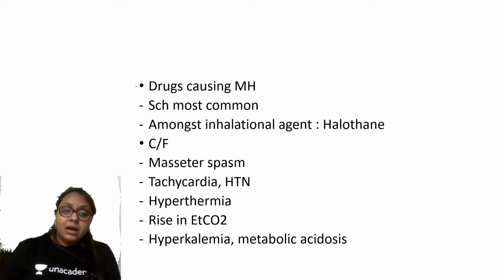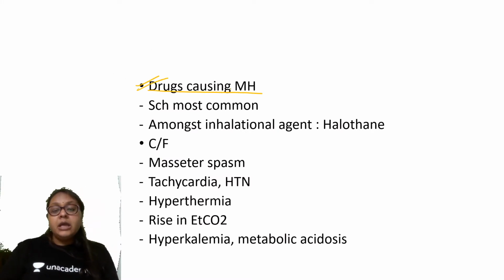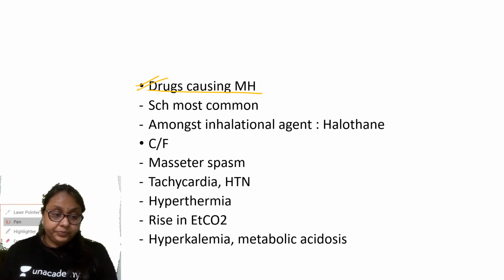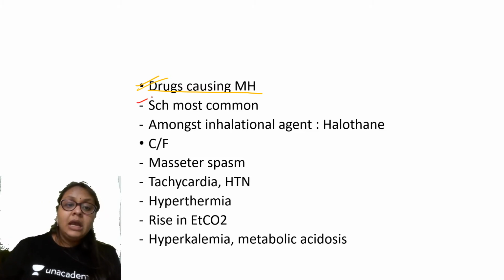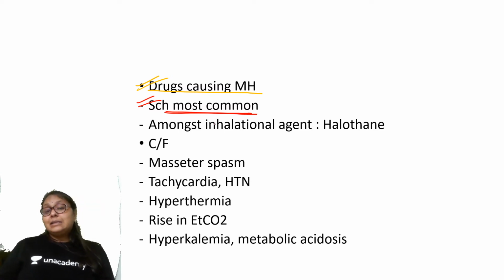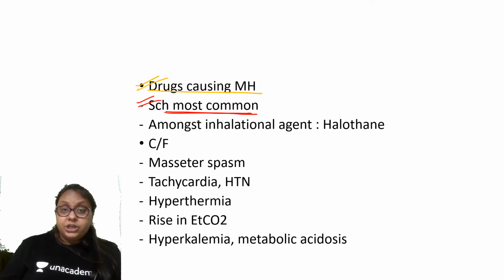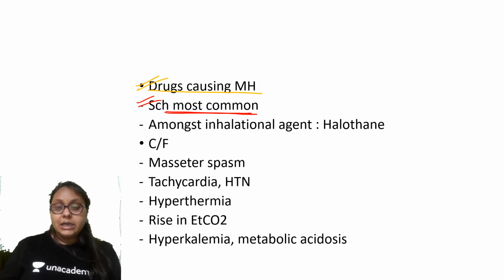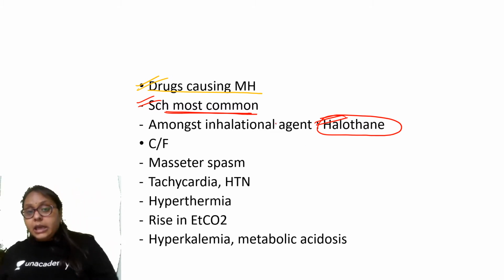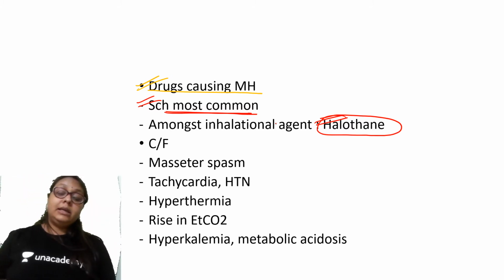Now, what are the drugs associated in anesthesia that can cause malignant hyperthermia? So remember, succinylcholine. Remember, this is also very important. It is the most common. So in the history it can be given that succinylcholine, and from the inhalational agents, all the fluorinated inhalational agents can predispose to malignant hyperthermia, but amongst them, the most common is halothane. So halothane or scoline can predispose to malignant hyperthermia.